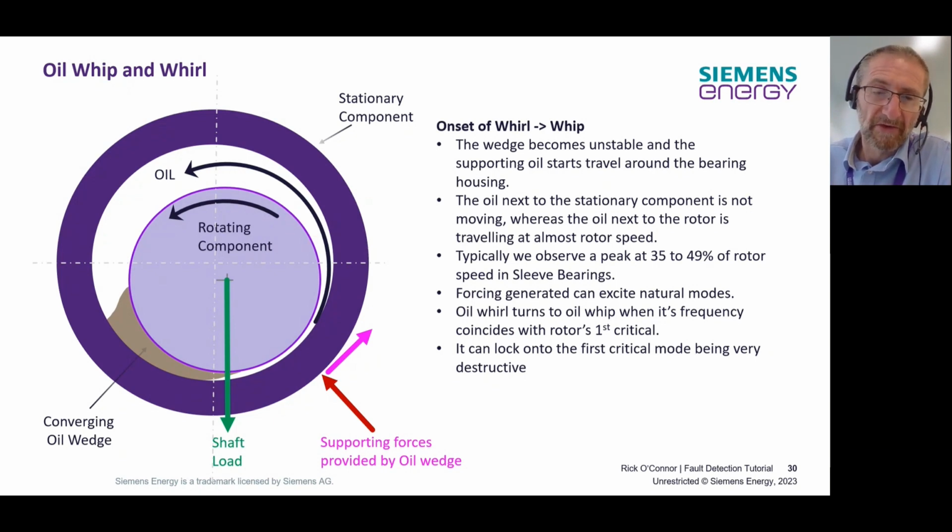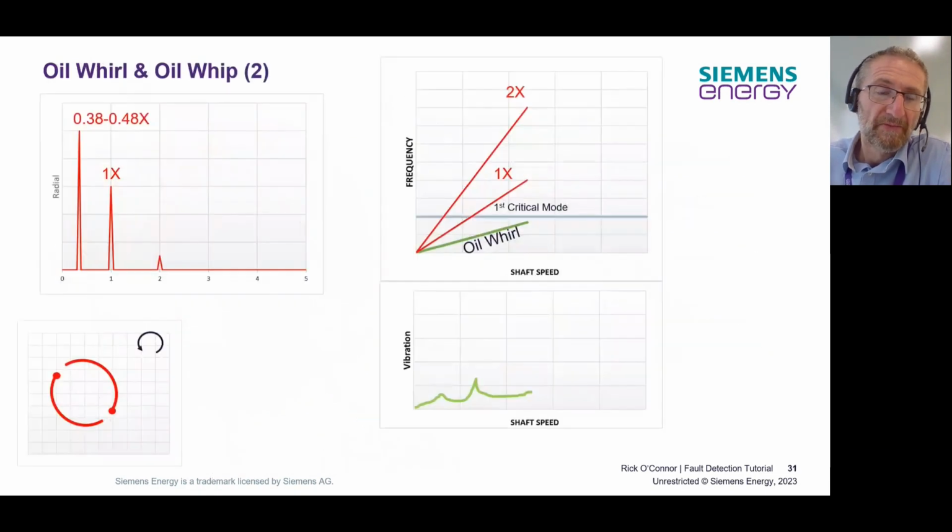So just as a final thing, to give you an illustration of what this would look like if you're looking at the data, you would potentially have this quite dominant subsynchronous peak, typically between 0.38 and 0.48x compared to your normal 1x frequency. If you looked at an orbit plot, you would see two rotations of the machine for 1 cycle of vibration, and it's going backwards.